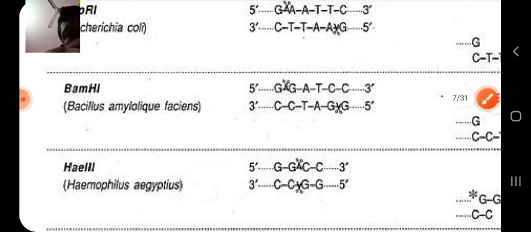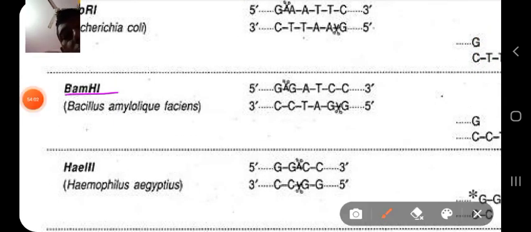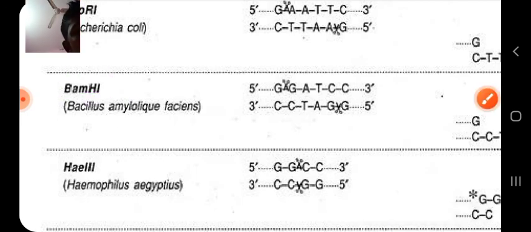Second, BamHI. BamHI is actually taken from B for Bacillus, AM for amyloliquefaciens. Bacillus amyloliquefaciens. H refers to the strain number and RI refers to the first discovered restriction enzyme from Bacillus amyloliquefaciens. Okay, what is the restriction enzyme site of BamHI? Let us see.